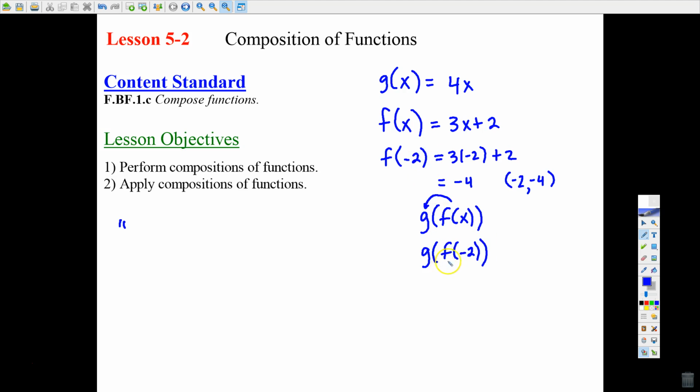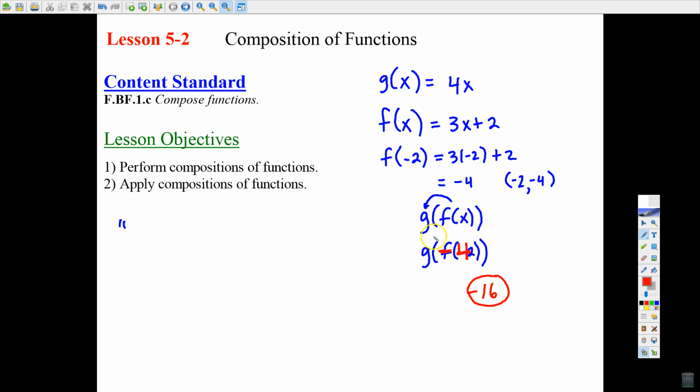Well, I'm going to first of all work from the inside out. I'm going to do the inside first. I'm going to do f of negative 2, and we've already established that that's negative 4. And then that result, that output, really becomes the input that I will use for the g function. So now I'm going to do g of negative 4, and when I input negative 4 into this g function, I get negative 16, which is my final answer. So that's just a quick overview of where we're going.